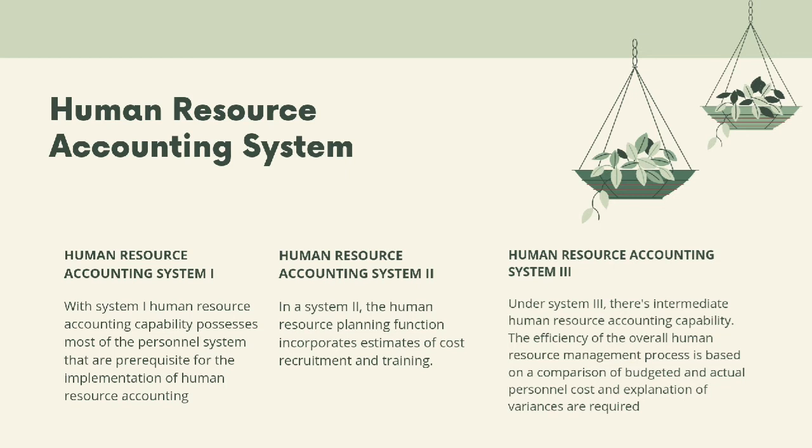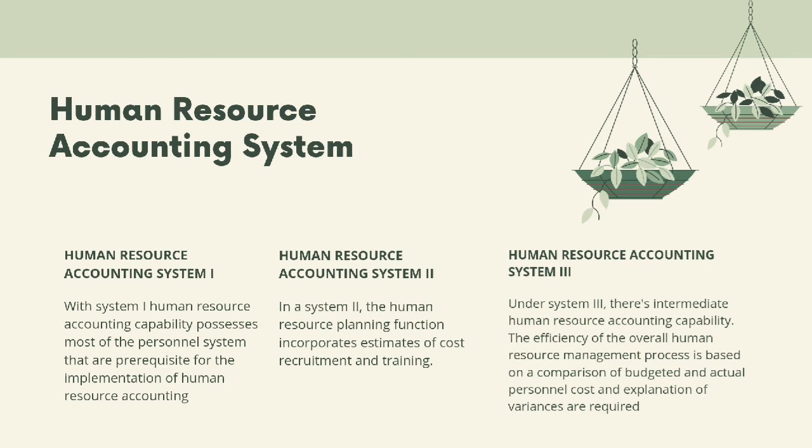And then the third system, there is an intermediate human resource accounting capability. The efficiency of the overall human resource management process is based on the comparison of the budget and actual personnel cost, and explanation of variance is required.